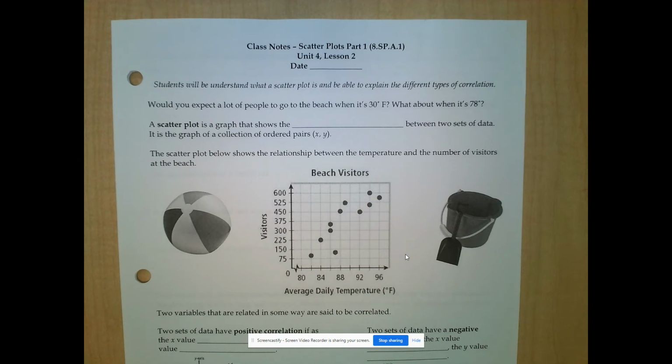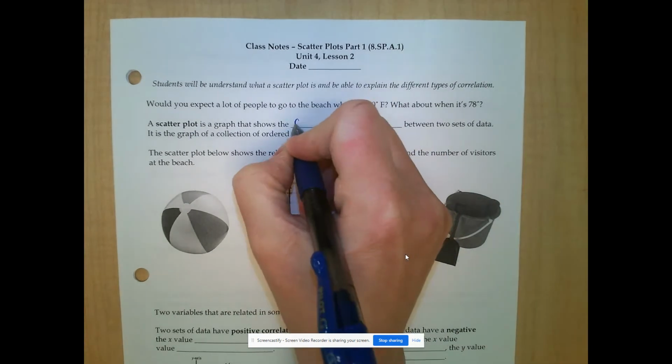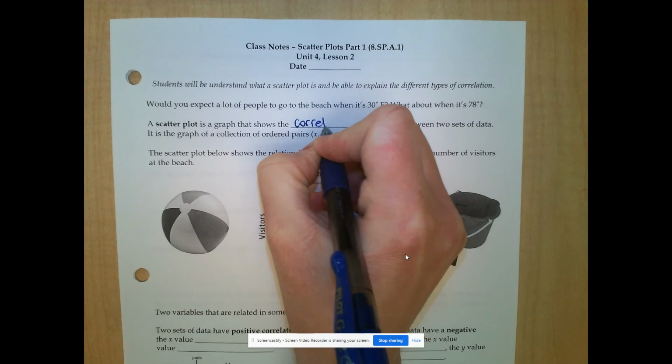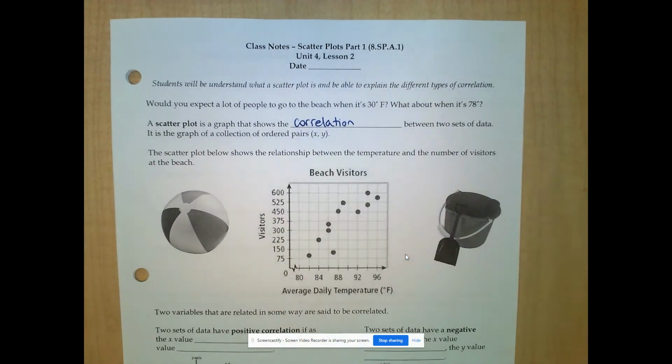A scatter plot is a graph that shows the correlation or relationship between two sets of data. It is the graph of a collection of ordered pairs. The scatter plot below shows the relationship between the temperature and the number of visitors at the beach.